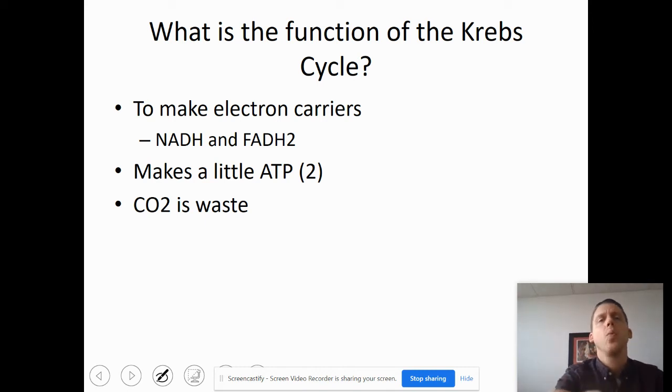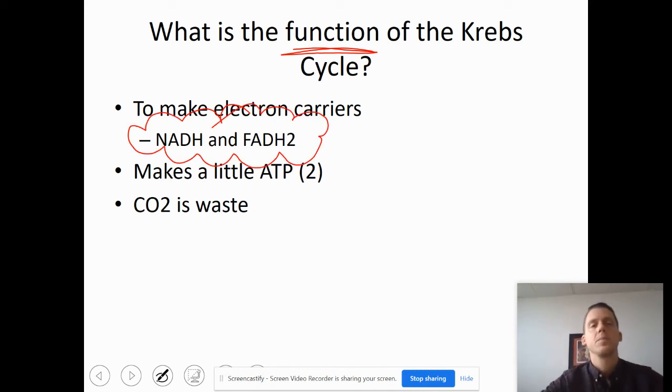So what is the function? Why do living things undergo the Krebs cycle? The reason is right here that I am highlighting. It's to make our electron carriers. Those are very important. All right, what else are we making? We're making a little bit of ATP, but it's not very much. It's 2. It'll maybe keep you going for a very short time, but it's not enough for living things. And then we're also producing this waste product. We don't really care about CO2. It is just a waste product.